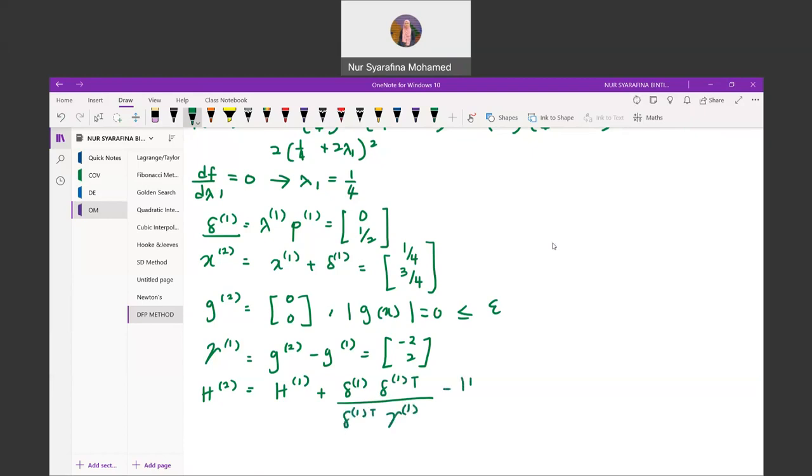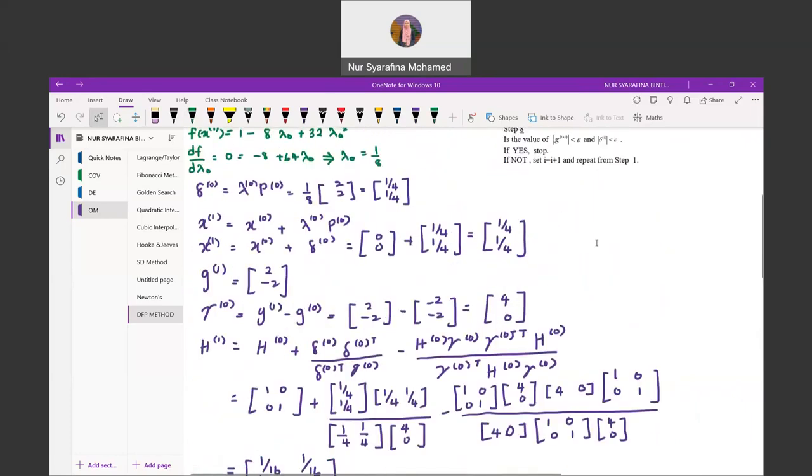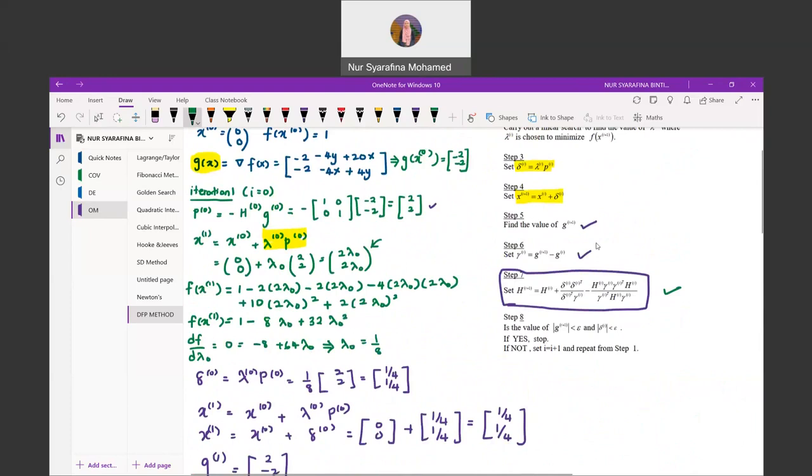h1 plus delta 1 delta 1 transpose over delta 1 transpose gamma 1, minus h1 gamma 1 gamma 1 transpose h1 over gamma 1 transpose h1 gamma 1. Okay, this will give you the updated matrix of 1/16, 1/16, 1/16, and 5/16. So now we are done with finding h. And you need to check, is the magnitude of g less than epsilon? If not, then repeat again from step one.